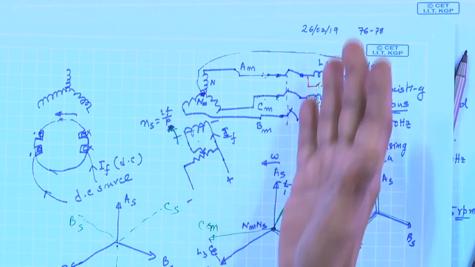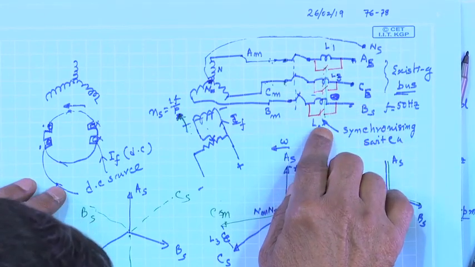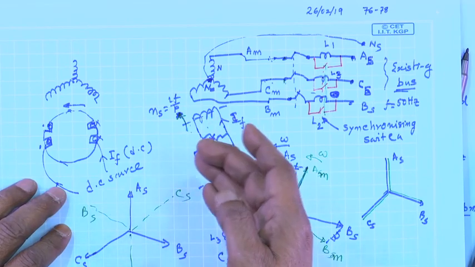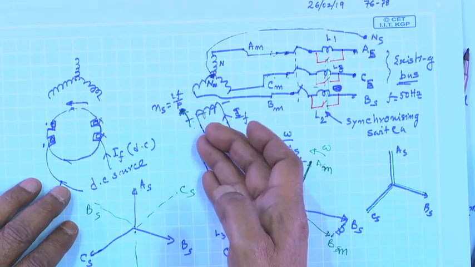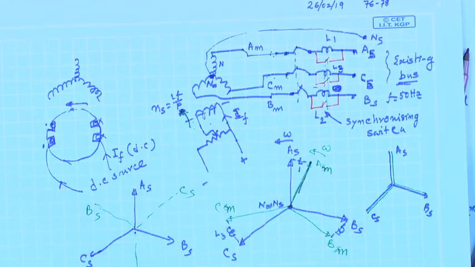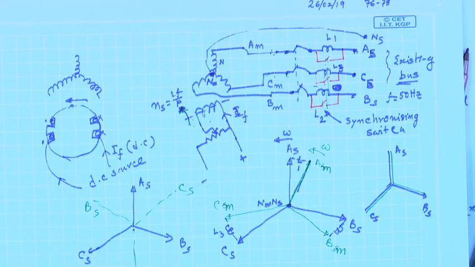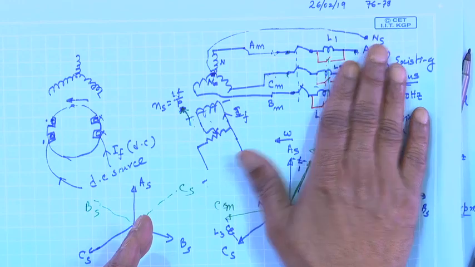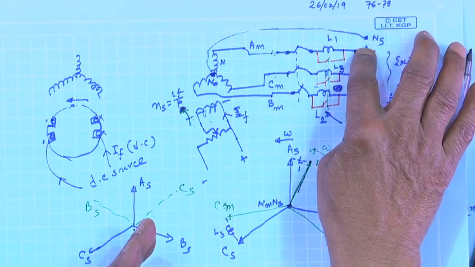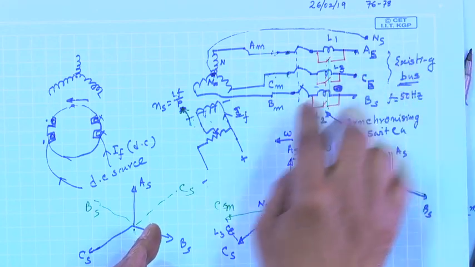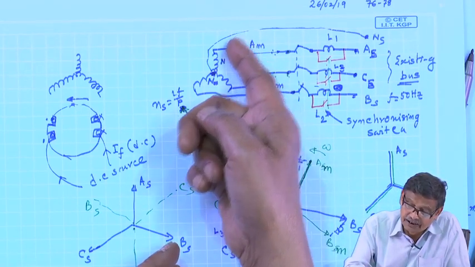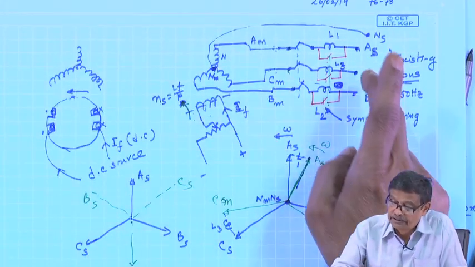The point is, when all the lamps are dark, I will close this, then this rotor speed of this machine, which was slightly different from the synchronous speed, will be synchronous speed itself, and the machine will be pulled into synchronism. After that, after these lamps are bypassed, the switch is closed, AS, AM, CM, CS, BM, BS, they are all same points, and the frequency of the currents, if any flowing, will be of the supply frequency.